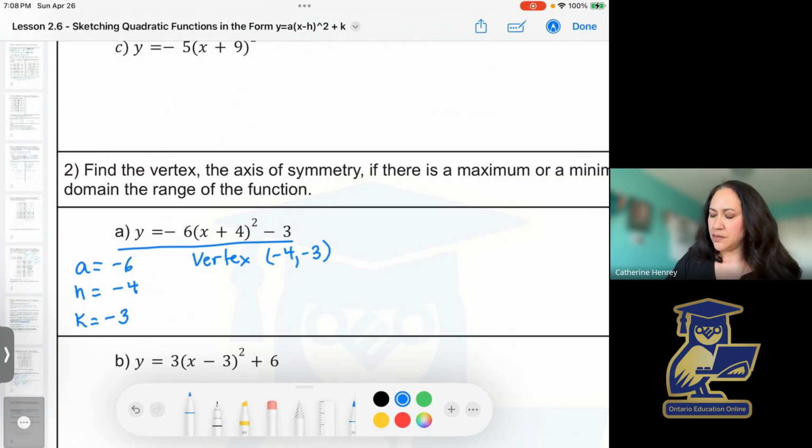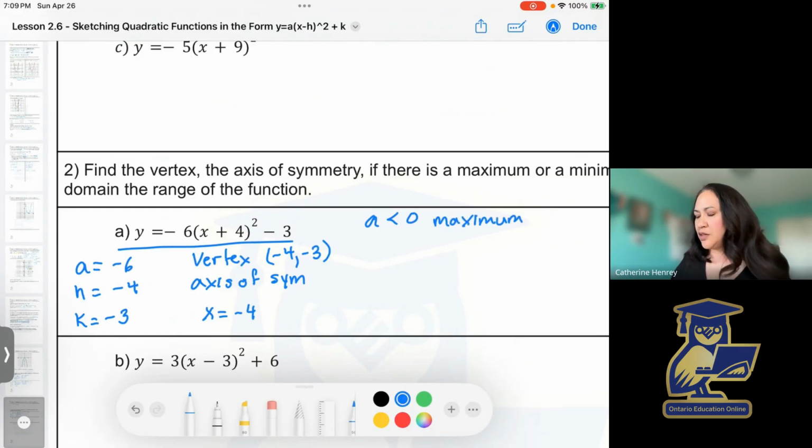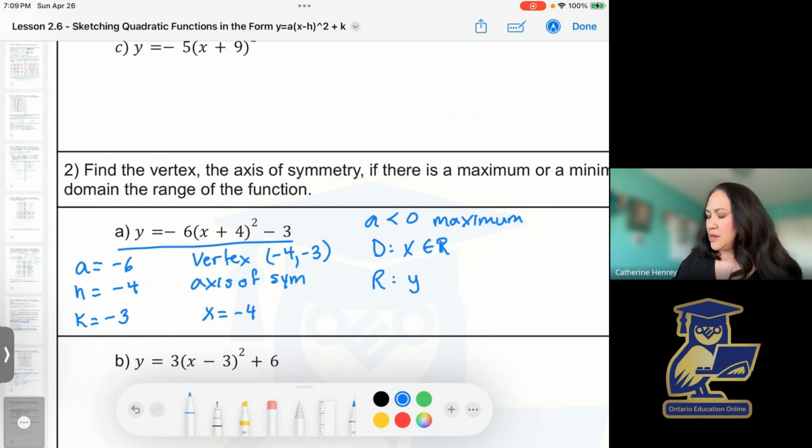Our axis of symmetry coincides with the x component of the vertex, so it is x equals -4. Our A is less than 0, so we have a maximum, and that maximum value is the y component of the vertex. The domain of a quadratic is all x values are an element of real numbers, and the range is y less than or equal to, in this case, -3.